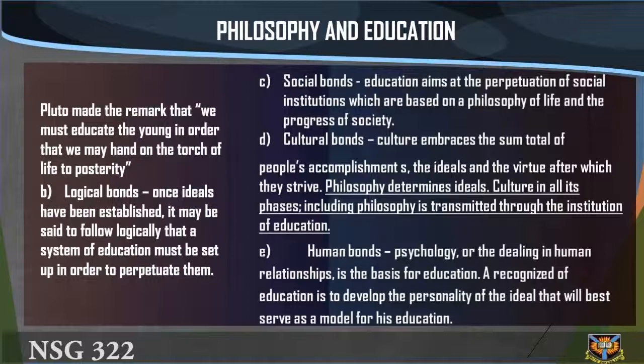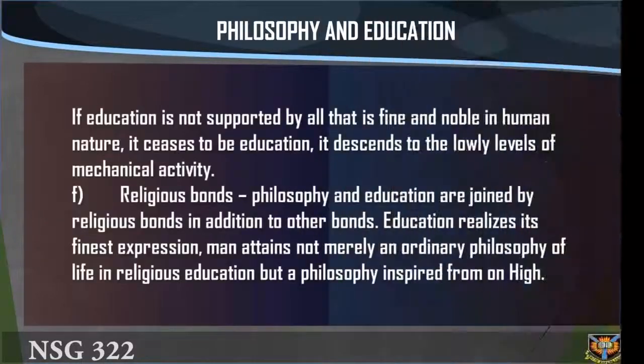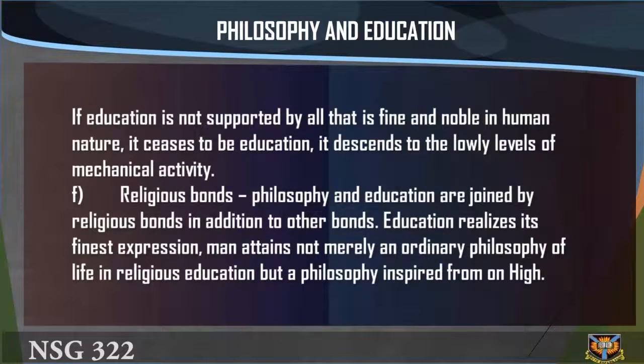Human bonds. Psychology, or the dealing in human relationship, is the basis for education. A recognized aim of education is to develop the personality of the ideal that will best serve as a model for his education. If education is not supported by all that is fine and noble in human nature, it ceases to be education. It descends to the lowly levels of mechanical activity.